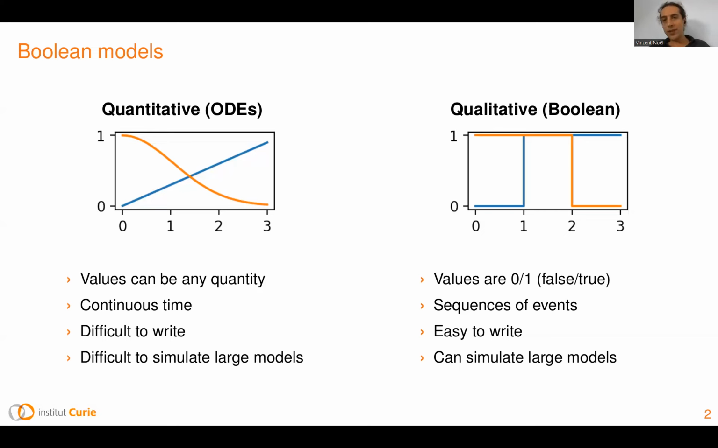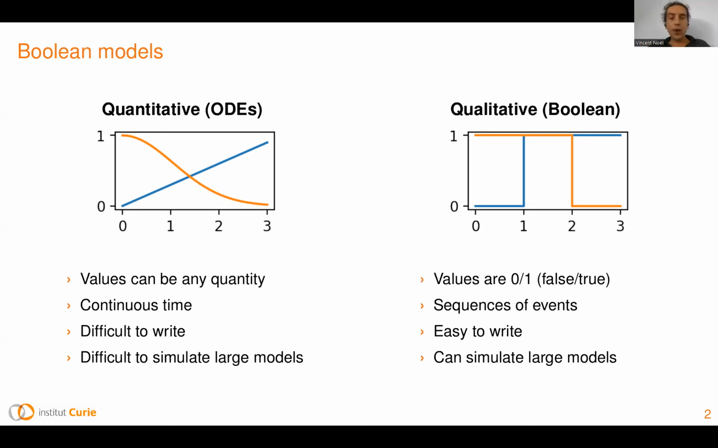On the other side, we have the qualitative framework, the most famous one being Boolean, where it's a lot simpler because values are discrete. They are just 0 or 1. So you can see this as false or true, or absent or present, or inactive and active. This kind of value is a simplification, but it's a simplification that we think works most of the time.